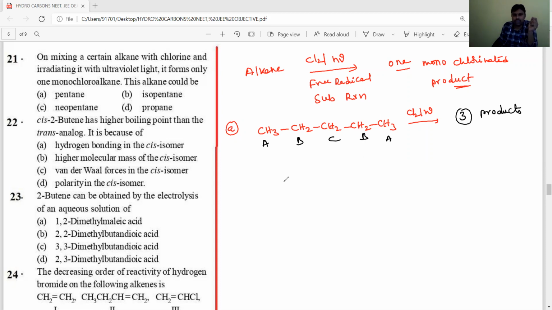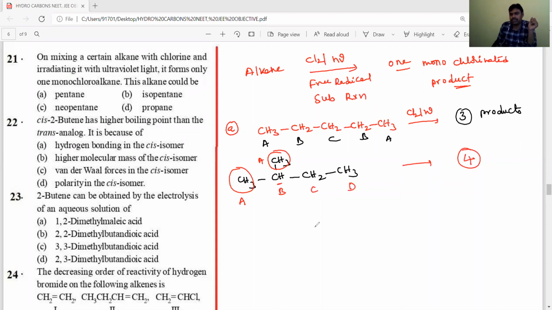The second one is isopentane. How many types of hydrogen atoms are present in isopentane? These 2 CH3 groups are similar kind of CH3 groups, A and A. This tertiary CH is one type, B. If that hydrogen is replaced, we will get one kind of monohalogenated product. This is C and D, so 4 products will form.